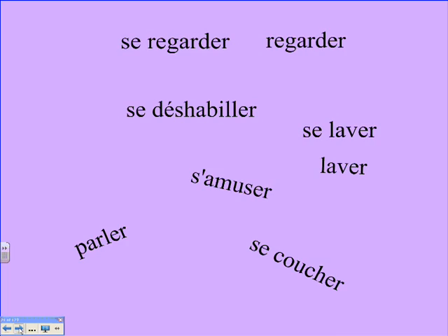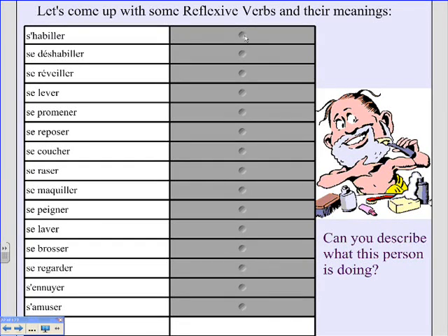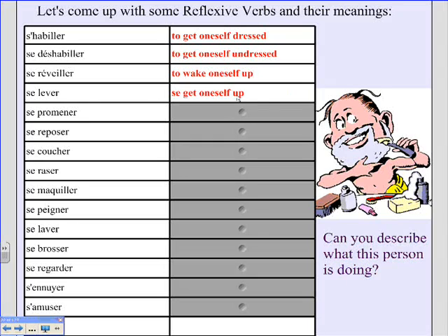Let's look at some common reflexive verbs and their meanings. S'habiller, to get oneself dressed. Se déshabiller, to get oneself undressed. Se réveiller, to wake up. Se lever, to get oneself up. Se promener, to go for a walk. Se reposer, to rest oneself. Se coucher, to go to bed.